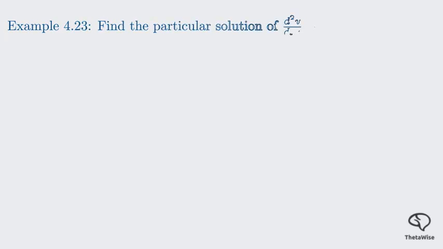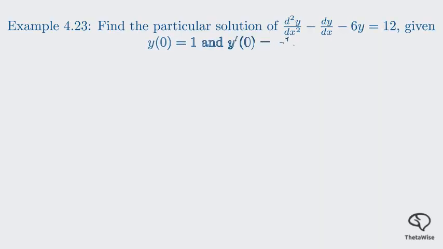Let's move on to example 423. This problem takes our procedure one step further. We need to find the particular solution of d²y/dx² minus dy/dx minus 6y equals 12, subject to the conditions that y of 0 equals 1 and the first derivative at 0 equals negative 1. This means we'll need to find the specific values for the constants a and b.